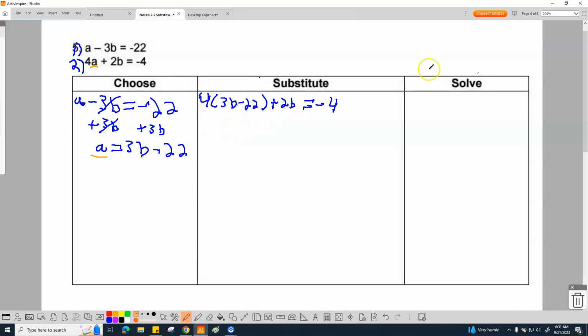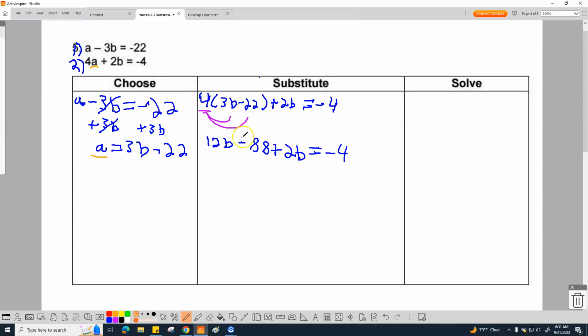Now you've got to distribute. Make sure you remember how to distribute here. I'm going to do this in purple. Distributing. This 4 goes to the 3b. This 4 goes to the negative 22. So what you end up with on this equation is 12b minus 88 plus 2b. That's all wonky. Plus 2b equals negative 4.